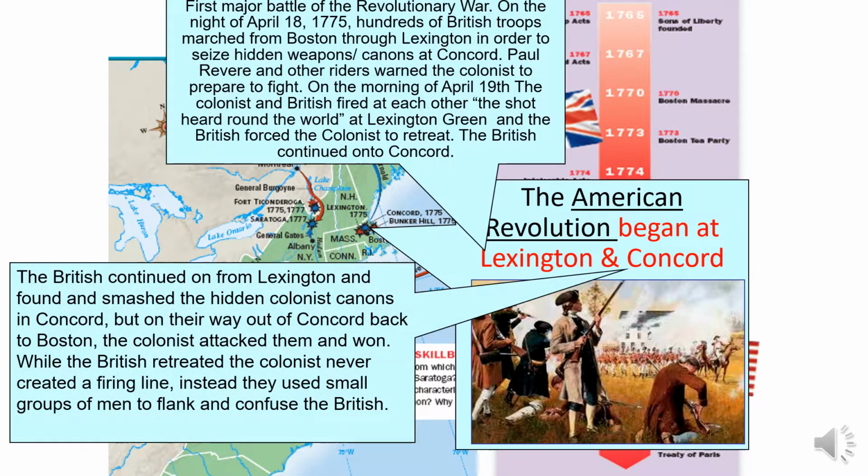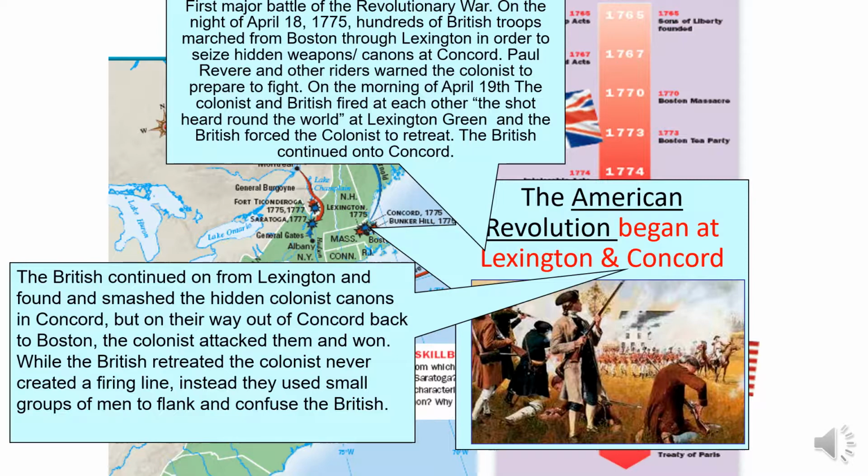All right, so we begin the war. Remember in 1775 with Lexington and Concord, and this is when the whole war is kind of localized to Massachusetts. So the first major battle of the Revolutionary War was Lexington, and so hundreds of British troops marched from Boston through Lexington in order to seize hidden weapons and cannons at Concord. Paul Revere and others rode and warned the colonists to prepare to fight. So on the morning of April 19th, the colonists and the British fired at each other. The shot heard around the world.